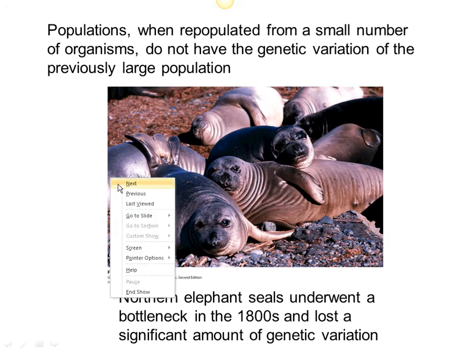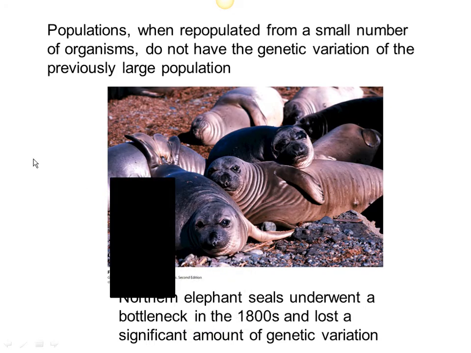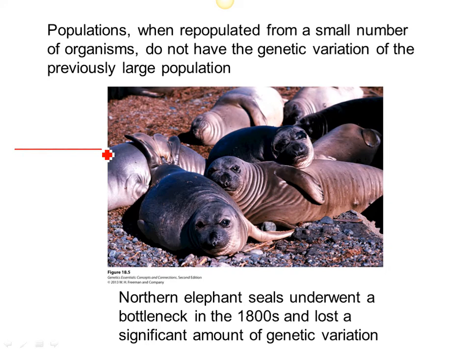The reason this is called a bottleneck is that you started from a large population. The width of this is indicating a large population, and then in a small amount of time it narrowed to a small population. This is the result of overhunting. And then they took that small population and the government protected the elephant seals, so they were able to reproduce with each other within the small group and recreate the large numbers again.